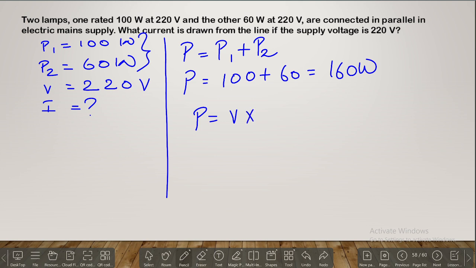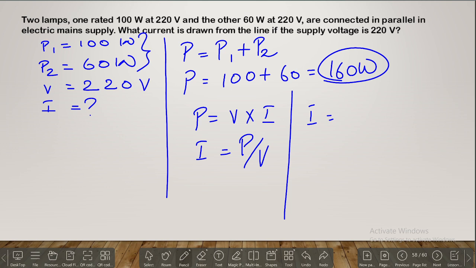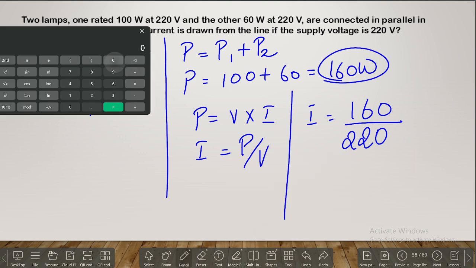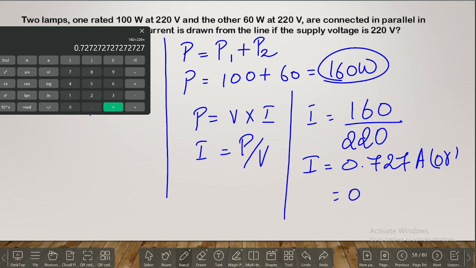So now P is equal to V into I, so I is equal to P by V. So I is equal to, what is the value of the net power? 160 by V, the value is going to be 220. If you divide these two numbers, 160 divided by 220, I is equal to 0.727 ampere, or we can write it as I is equal to 0.73 ampere.